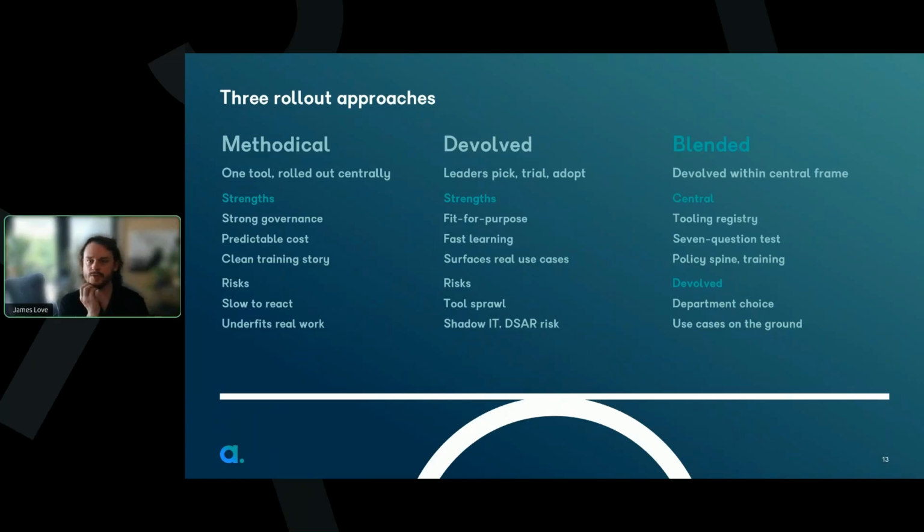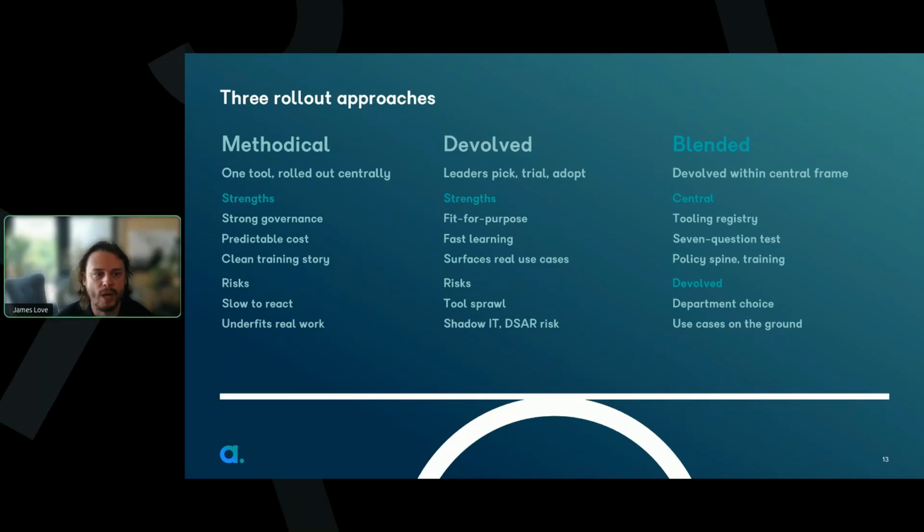So you've chosen your layers, run your suppliers through the 7 questions, and you now have a structural decision to make. How do you actually roll it out across your organization? 3 approaches. There are probably more, but in simple terms.